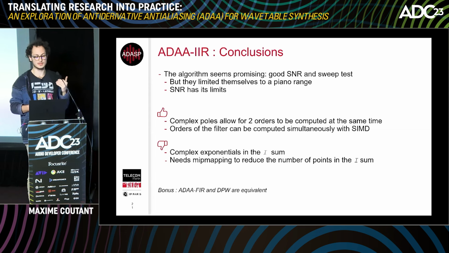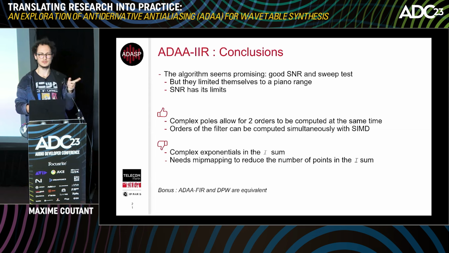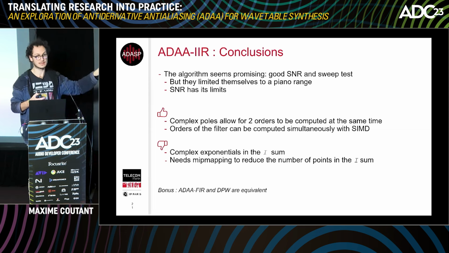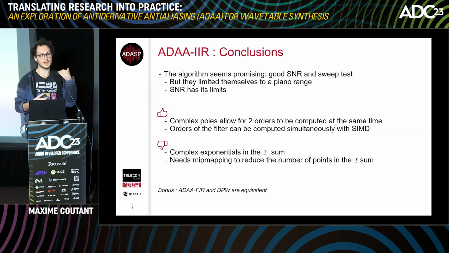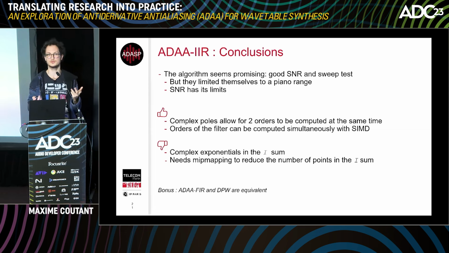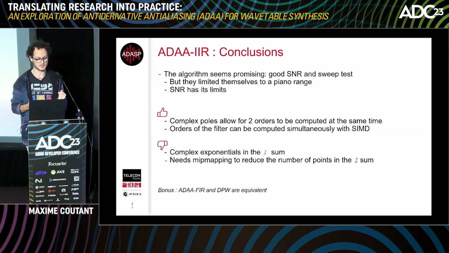Some bad things to note, though. There's this complex exponential in the sum, and another thing that some of you might have noticed is that the number of complex exponentials we have to add in the algorithm depends on the frequency, but the frequency grows exponentially with the pitch. That means if we leave it like it is, it has a cost that grows exponentially with the pitch. So we have to implement MIP mapping in order to reduce the number of points in the waveform, to have an upper bound of the computational cost that is reasonable. Otherwise, we'll sometimes have to go up to 1,000 complex exponentials to compute for each sample. That's not something you want to do.